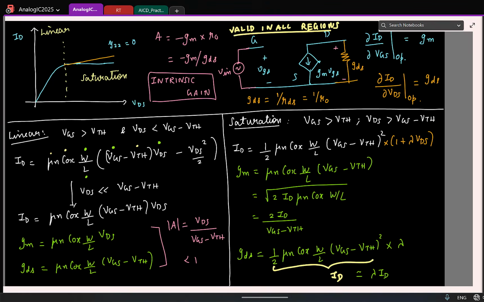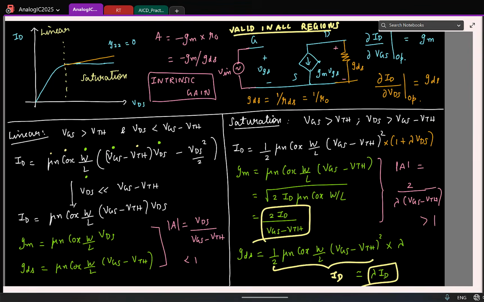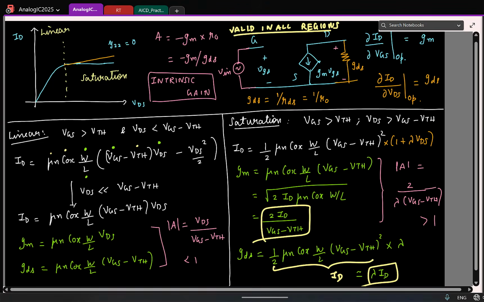Great. So now let's compute the intrinsic gain here. For calculating the intrinsic gain, I'll take GM and divide it by GDS. So let us say I take this and divide it by this. What do I get? 2 by lambda times... and of course this is obviously much greater than 1, and that's why you want to operate in saturation region.